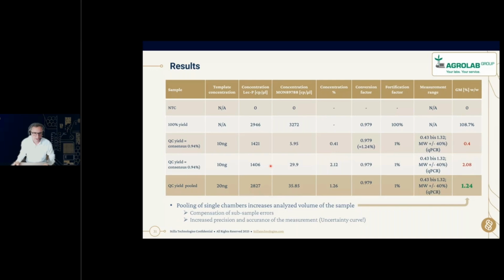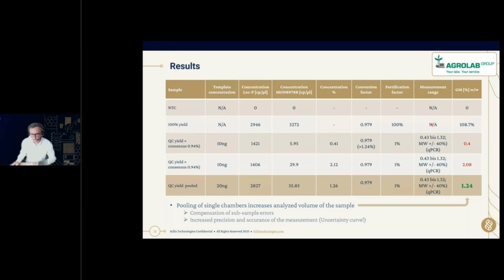As a result of this GM event quantification, we see the data here. We have the NTC, where we indeed did not measure anything. Then we had 100% yield, where we expected 100%. I have here the concentrations for the lectin, the concentration of the GM, then the concentration in percent, the conversion factor, the fortification level, so what was expected, and we see the measurement range from all previous measurements.